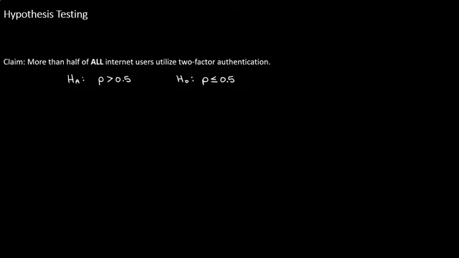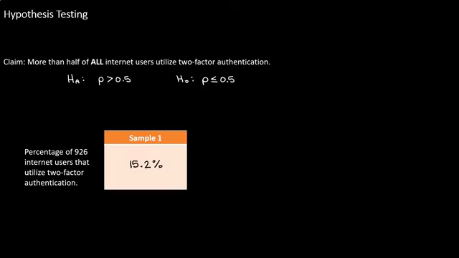We have two hypotheses here. The one that includes equality is called the null hypothesis. The other one is the alternative. In this case, the alternative hypothesis is the original claim. We'll get into what that means in the next video. I just want to go through the overview of hypothesis testing, so let's move on.